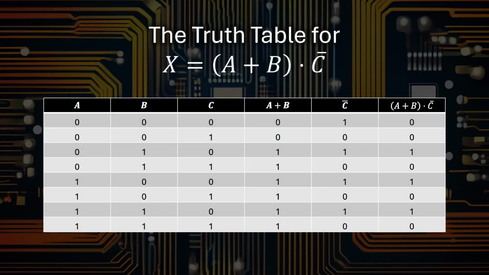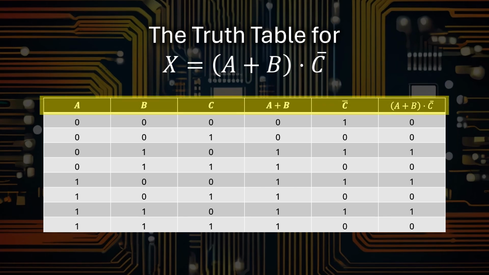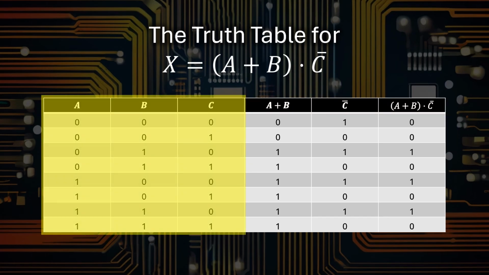So, the truth table for the Boolean expression X equals (A OR B) AND NOT C has 3 inputs and 3 gates. Thus, we require a truth table with 8 rows and 6 columns. We then write down in the header of each column our inputs from left to right, followed by the outputs of each gate, ending in the output of the final gate. Then we fill in every possible combination for our inputs.